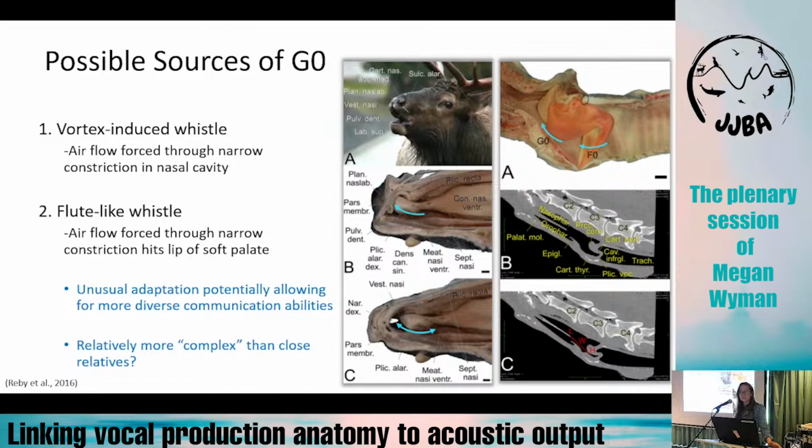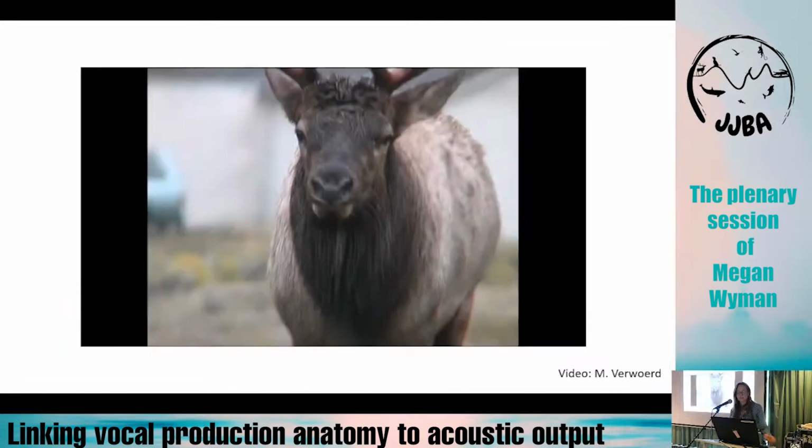So here we have unusual adaptations that potentially allow for more diverse communication abilities. So it could be that there's an environmental factor and they need to make sure that their calls are broadcast over longer areas or different types of habitats, and so there's some selection for this as G0. Or maybe it's driven by females in sexual selection, that they like this high tone, and so males start creating that to be attractive to females. That's something that would be very fun to explore.